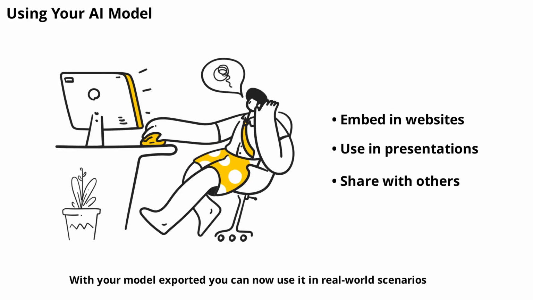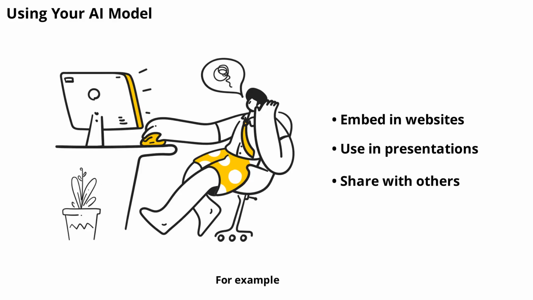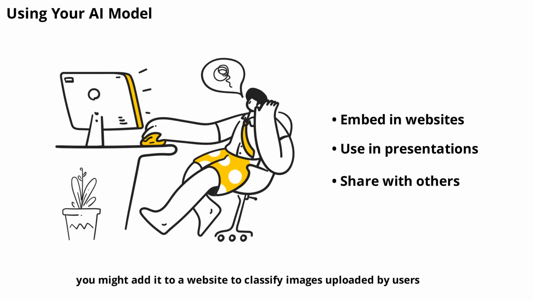With your model exported, you can now use it in real-world scenarios. For example, you might add it to a website to classify images uploaded by users, or use it in a classroom to demonstrate AI concepts. Many no-code platforms offer simple ways to embed your model, often with just a few clicks. This step brings your AI project to life and lets you share it with others.